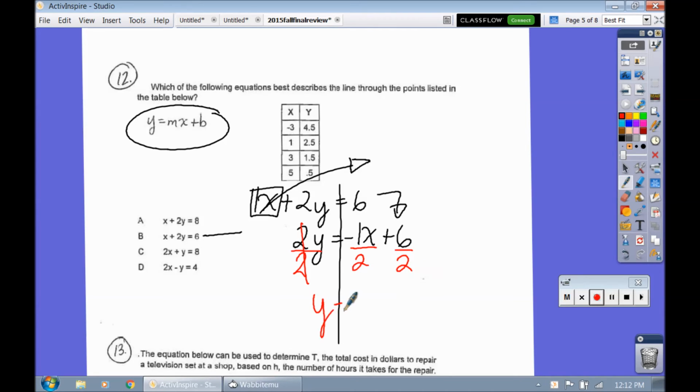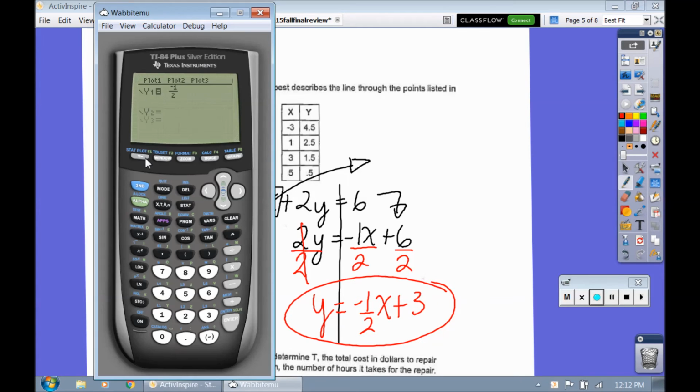And then we're going to do some housekeeping here. Negative 1 over 2 is negative half. 6 over 2 is 3. This is y equals negative 1/2 x plus 3. Let's type this in the calculator here, and we are going to confirm whether or not this equation matches up to the data in the table.